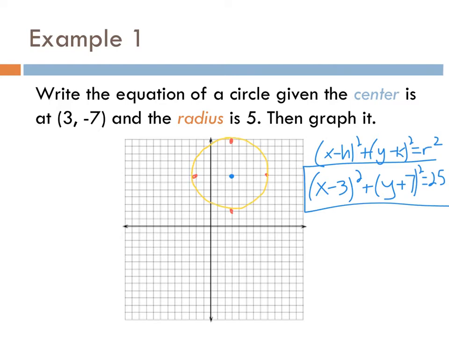There is not a major or minor axes with these, and there's no foci points with circles, and so as far as graphing, that's it. Plot the center and put those 4 main points around for the radius and connect it with a nice looking circle.